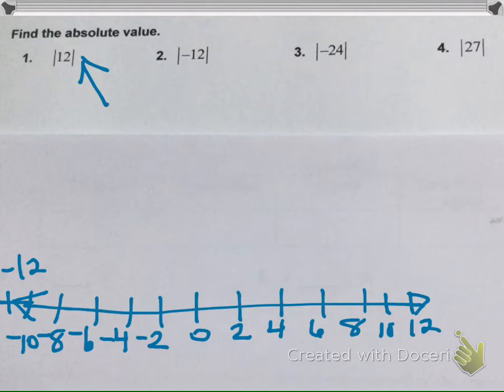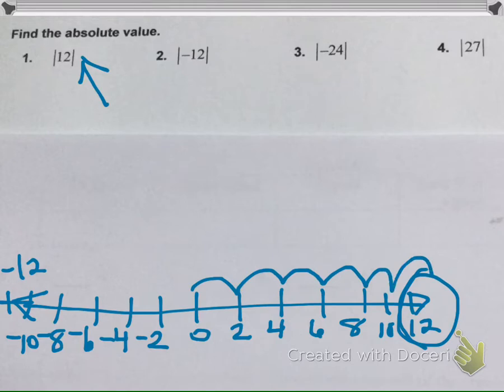So how far is the number 12 from 0? Well, it's 1, 2, 3, 4, 5, 6, 7, 8, 9, 10, 11, 12. So it is 12 away from 0. So the absolute value of 12 is 12. For number 2, the question, this would be your answer. That's it. It's that easy.